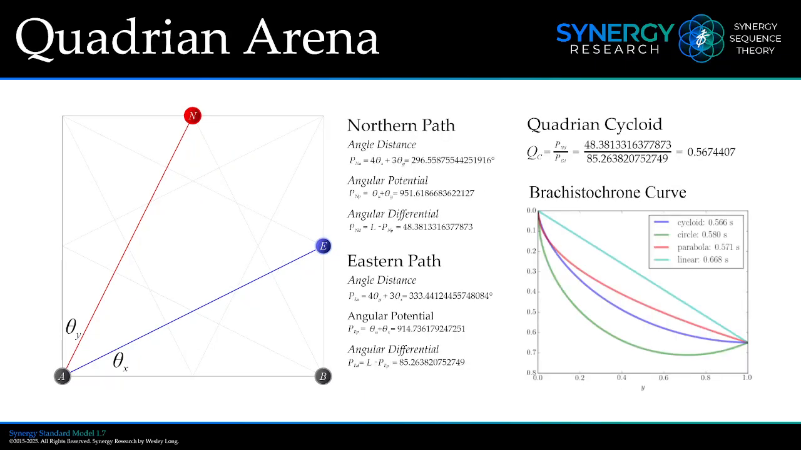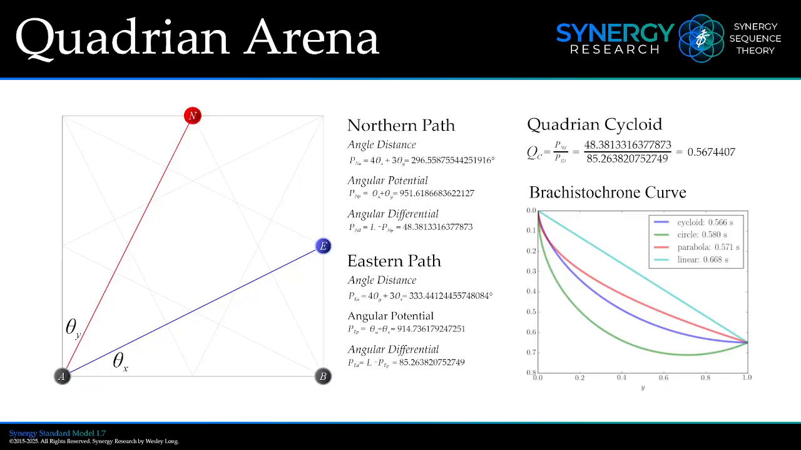Now the Quadrian Arena reaches a profound moment where abstract rotation meets the laws of nature and geometry predicts efficiency of motion. The framework is now refined into a symbolic comparison of angular behavior, the differentials between two paths, north and east. These numbers were introduced earlier, but here they're brought into focus not as raw values, but as ratios, revealing something new, the Quadrian cycloid.